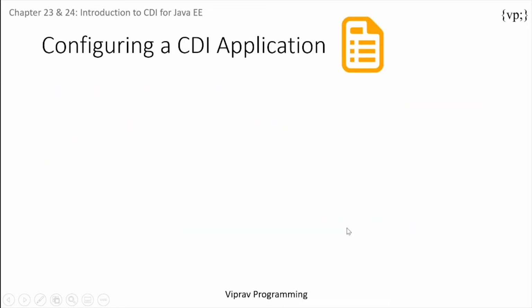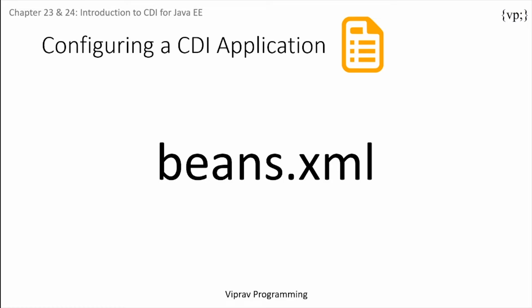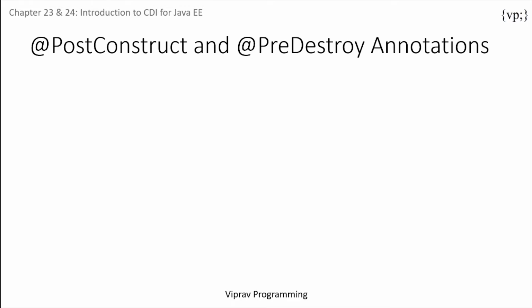So let's take a look at configuring CDI applications. Like other beans in Java EE, CDI can use deployment descriptors or beans.xml. Again, like all configuration files, anything defined in beans.xml will override any annotations in the CDI beans. But you already know that, so that's all right.